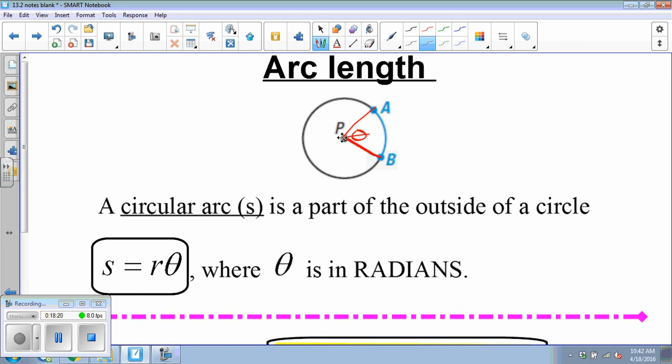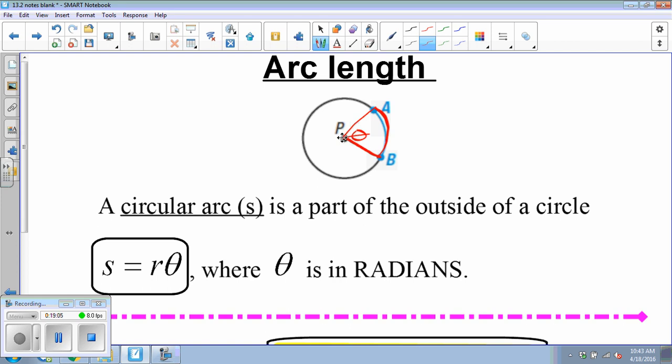This is the length of the arc. If I needed to find the length of the arc that was the whole circle, what's that called? Circumference, right? The length of the entire circle is the circumference. The arc length is just a small piece of the circumference. It's the physical distance. How many inches? How many centimeters is that? So arc length, the formula is S equals R times theta, where theta is the central angle in radians.